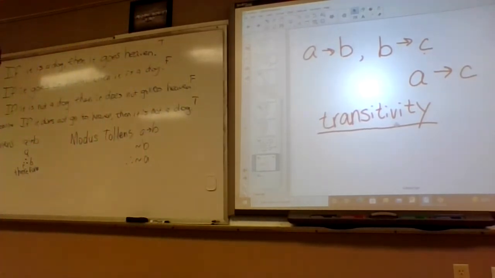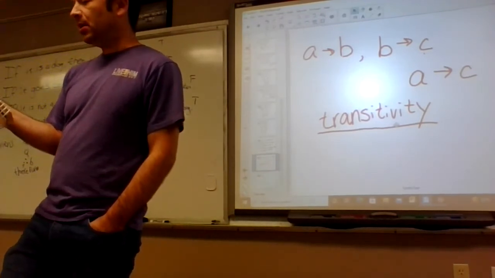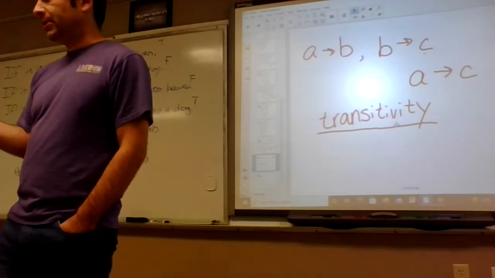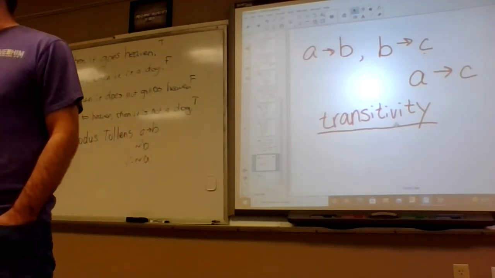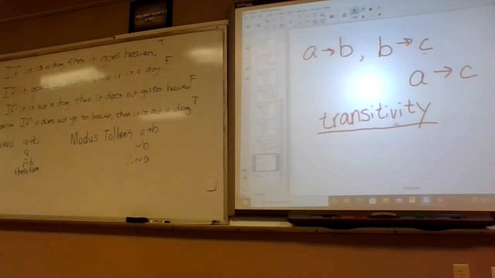Number 10 is weird. Okay, number 10. If the measure of angle A equals the measure of angle B, so maybe they're both 90 degrees or something, then angle A is congruent to angle B. That is a true statement.